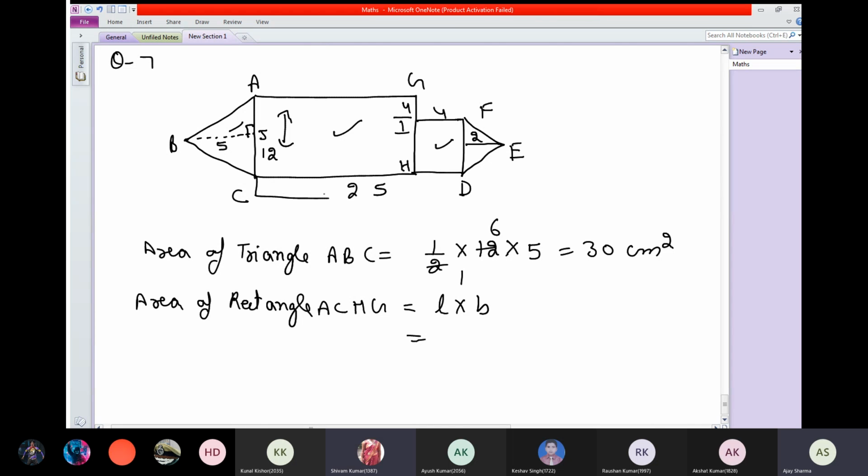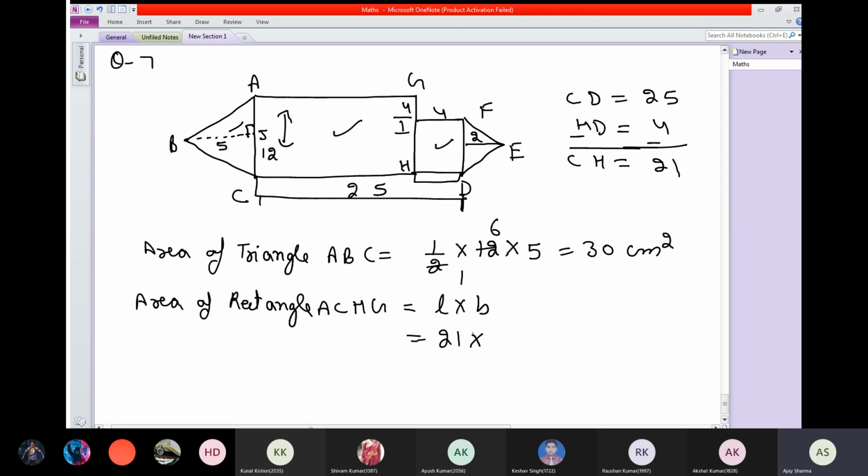Why is it 21? Because C to D, 25 minus 4. CD is given to you as 25. But HD, this is a part of CD, that is 4. How much is CH left? You have to subtract, and you will find 21. So length is 21 and breadth is 12. Now multiply these. What do you obtain?